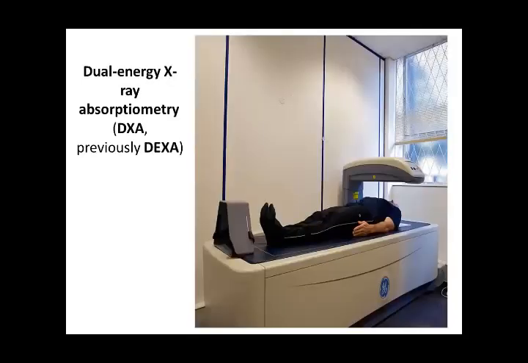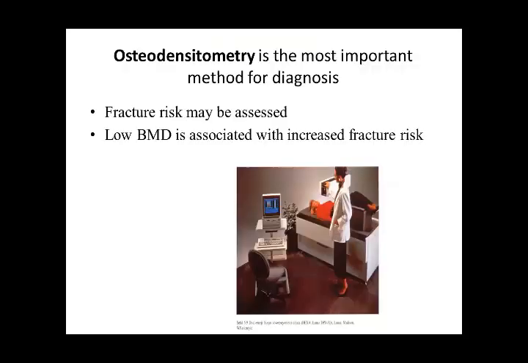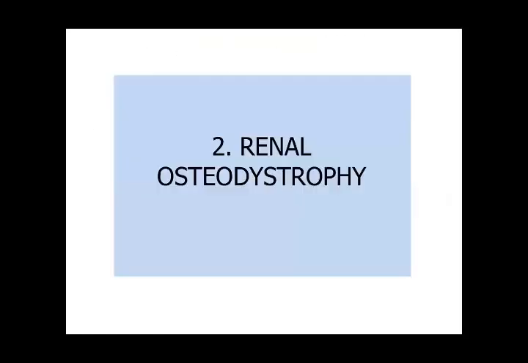Right. These are some of the pictures of how bone density is measured. These are called DEXA scans. We come to the second pathology, which is renal osteodystrophy.